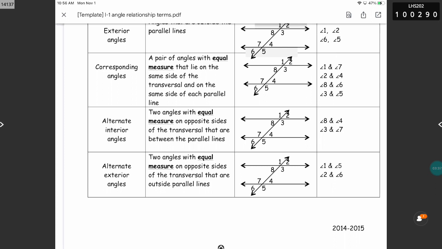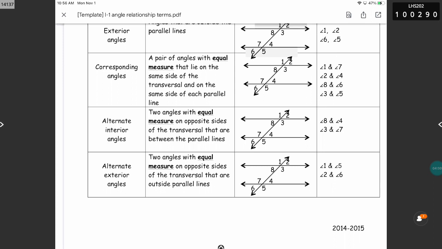Alternate interior angles are two angles with equal measure on opposite sides of the transversal that are between the parallel lines. Interior means inside. Okay? Alternate exterior angles are two angles with equal measure on opposite sides of the transversal that are outside parallel lines. So exterior means outside. Okay?